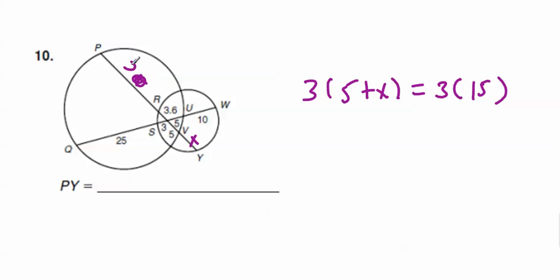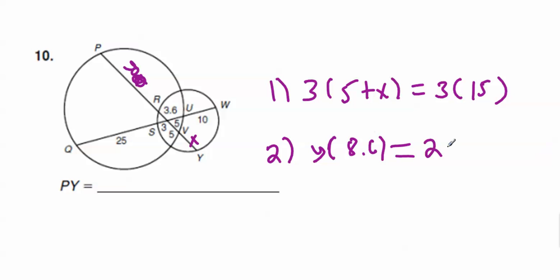Well, let's just call that y. And for this is part 1. Part 2, you're going to do y times, that's 8.6, right? Is equal to 28 times 5, right? And you solve for y. Then you just add and knock it out.